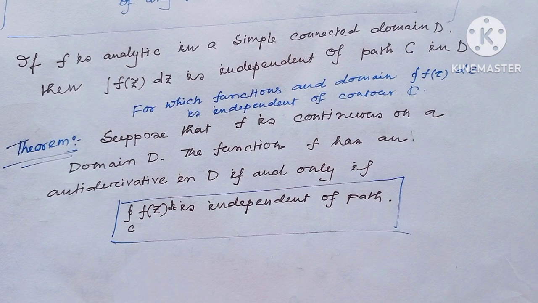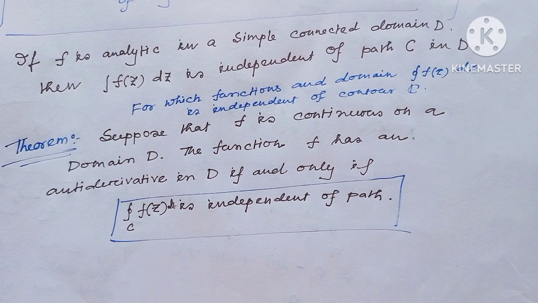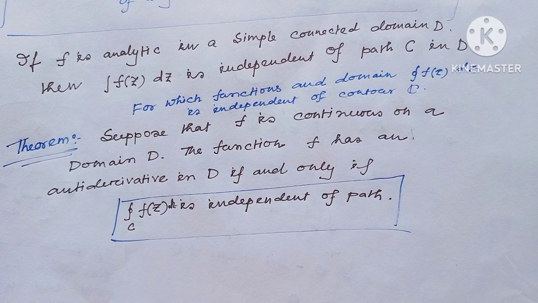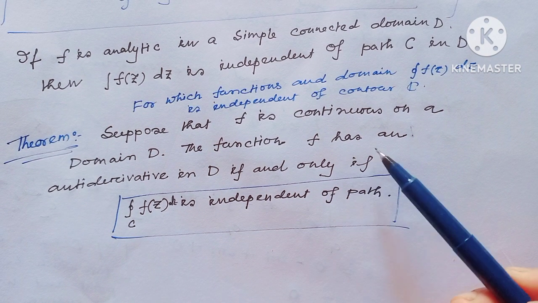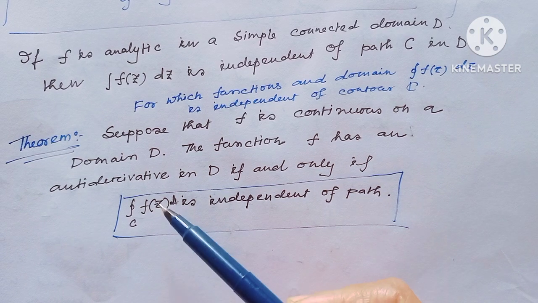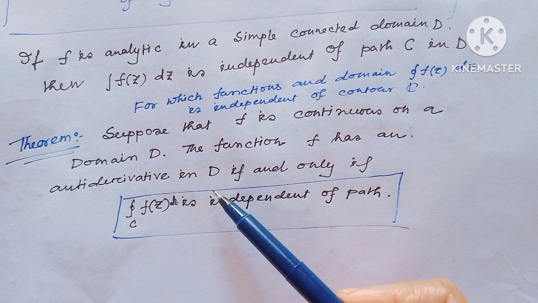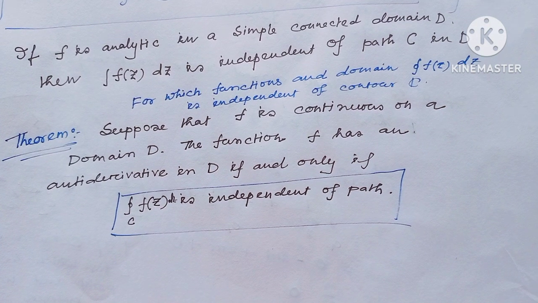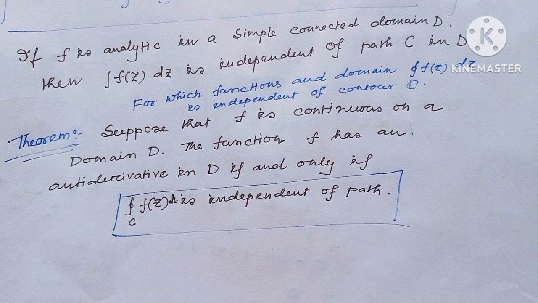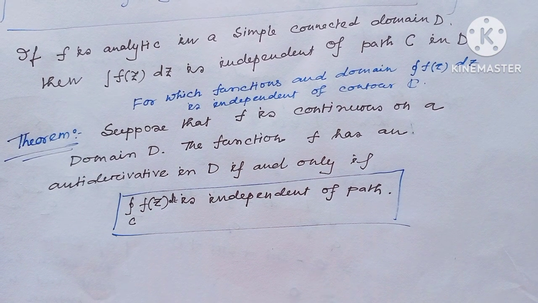Actually, this is today's goal of this lecture. Today I will look at this theorem. Suppose that f is continuous on a domain D. Then the function f has an antiderivative if and only if the integration over a closed contour is independent of path.